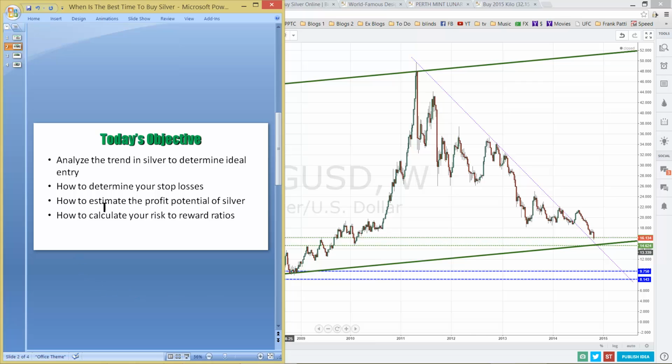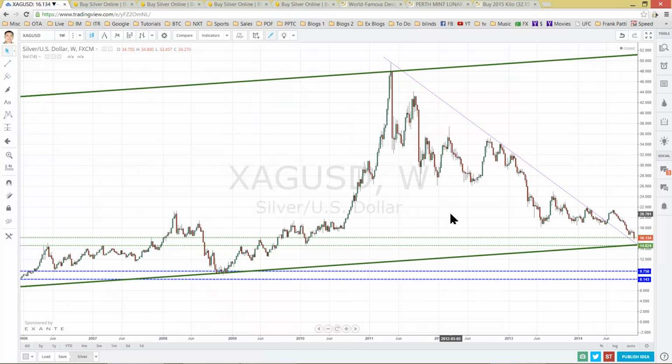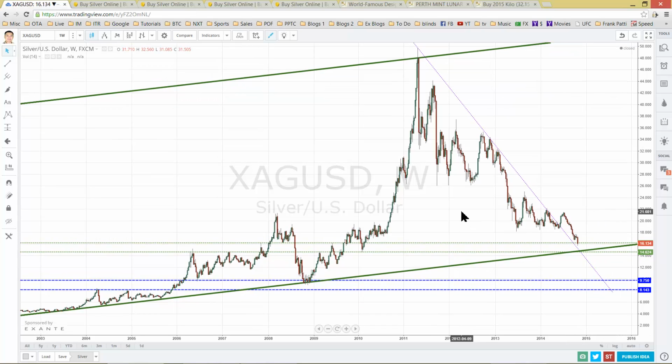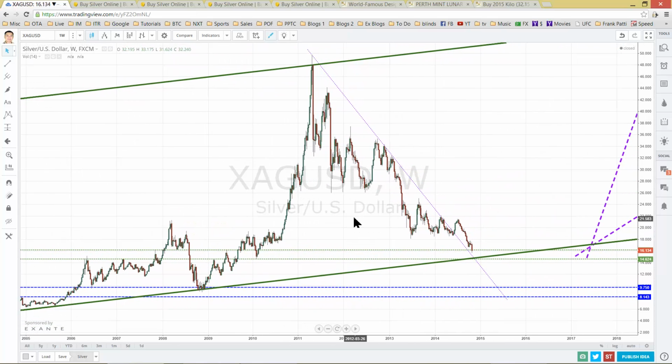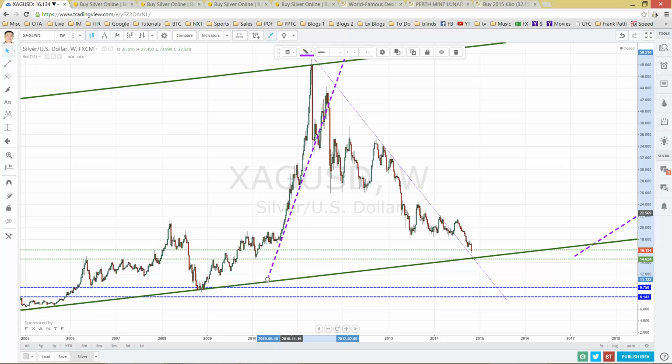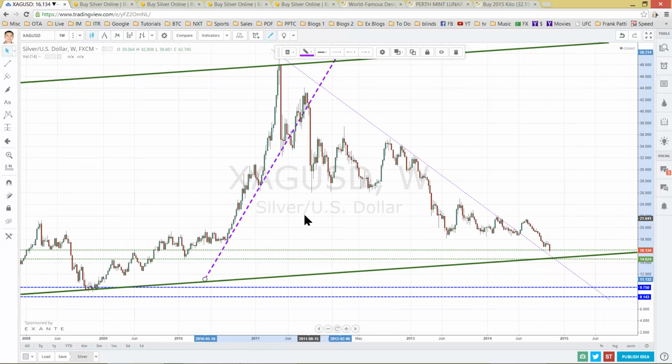The next part that I want to talk about is how to estimate the potential profit of silver. And so let's go back to the chart here, to the weekly chart. The way that I always estimate the profit on any trade or any investment is I look at the past. So what I did here was I have two dotted lines here. This dotted line represents the trend of this steep move. And all I did was I drew it from this point to hit this point and up. That's the trend that I see of this big, huge run up in price right there.